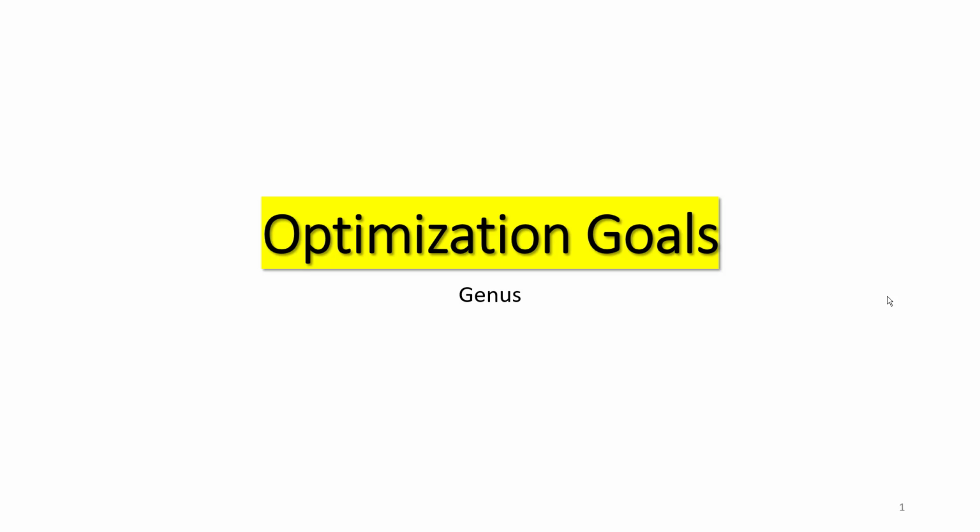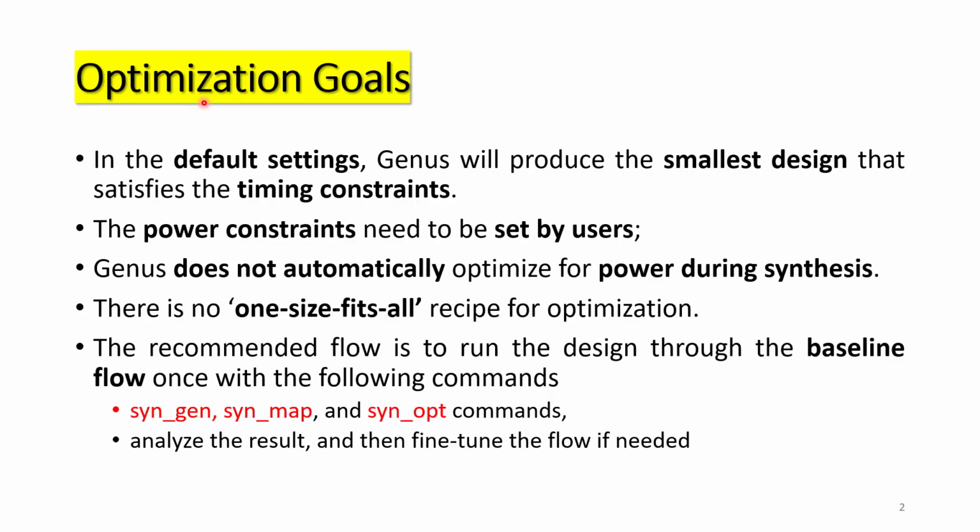Let us see what the optimization goals in Cadence Genus are. In the default settings, Genus will produce the smallest design that satisfies the timing constraints. So it will focus mainly on timing by using SDC constraints. The power constraints need to be set by the user. Genus does not automatically optimize for power during synthesis.